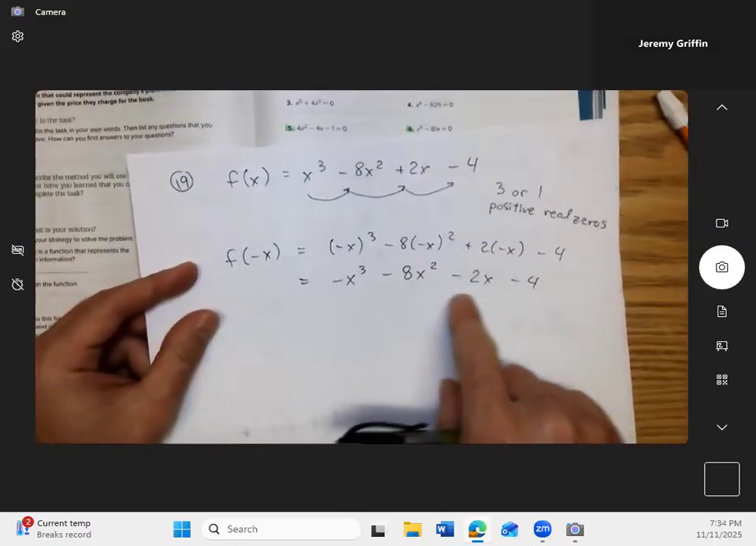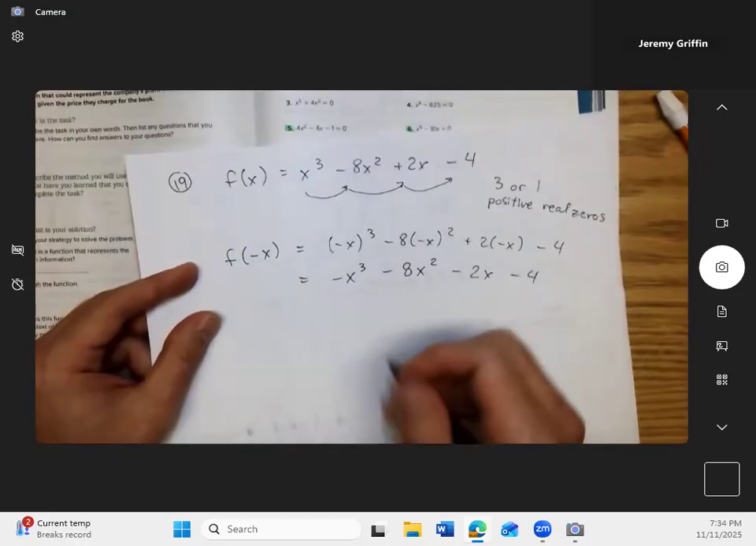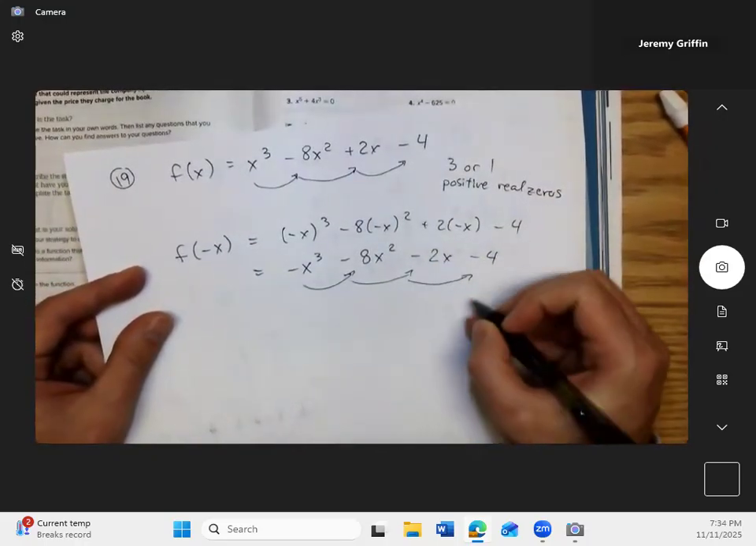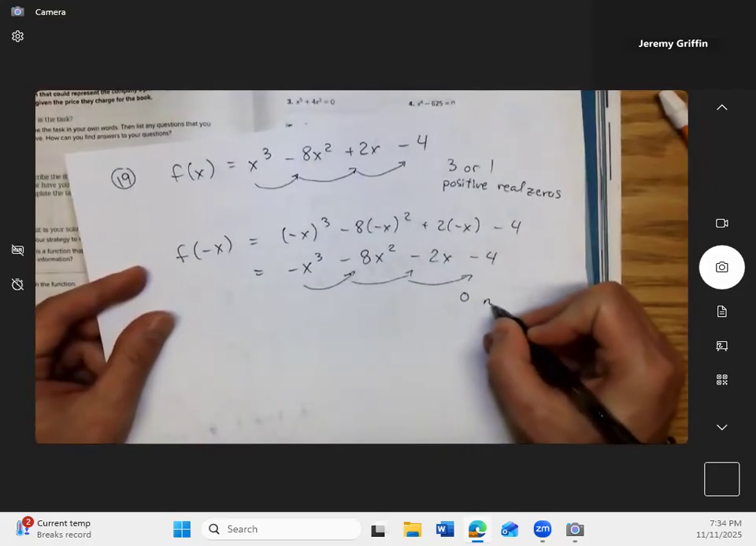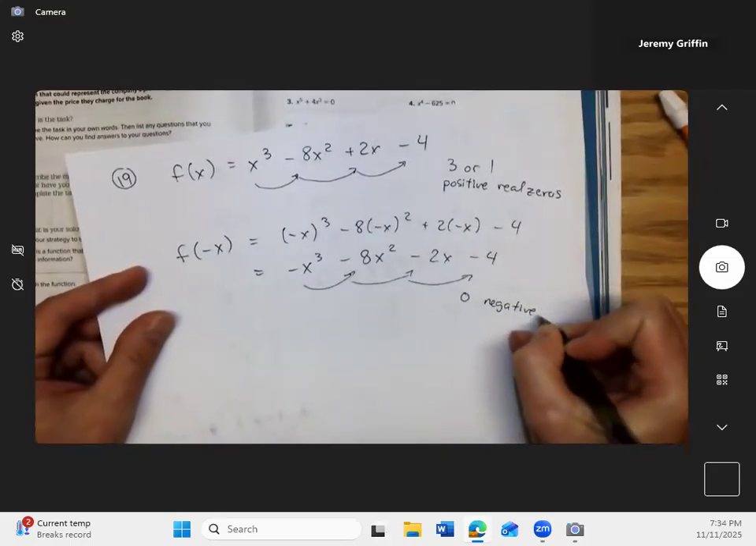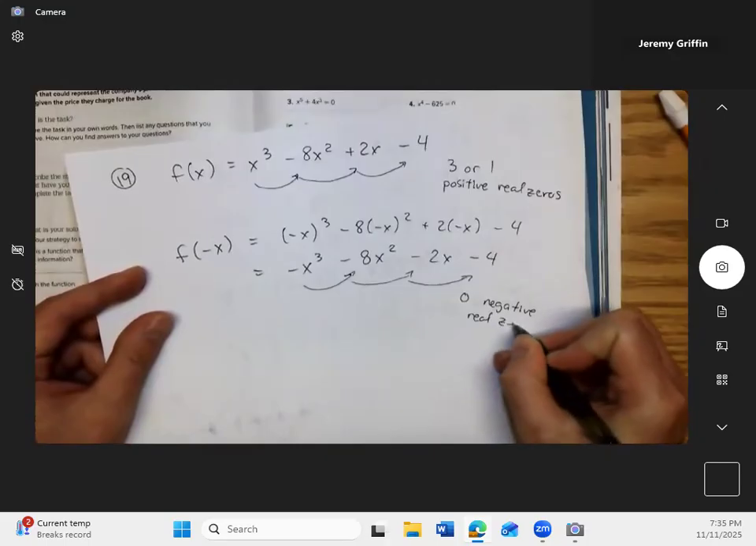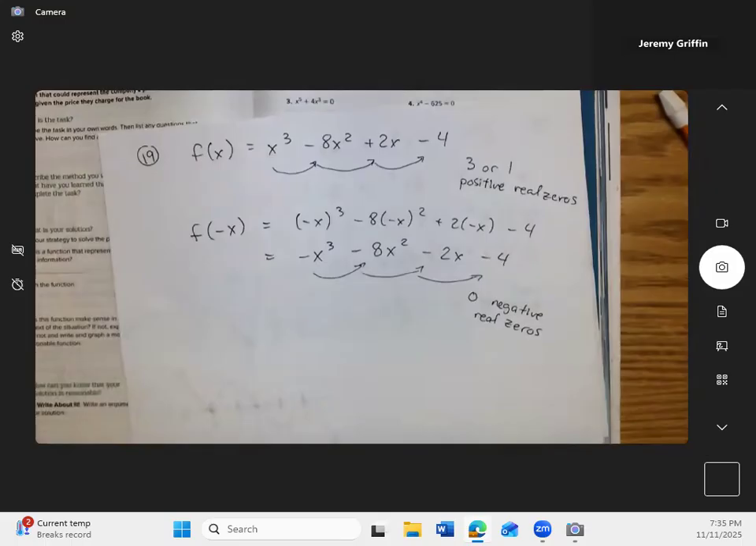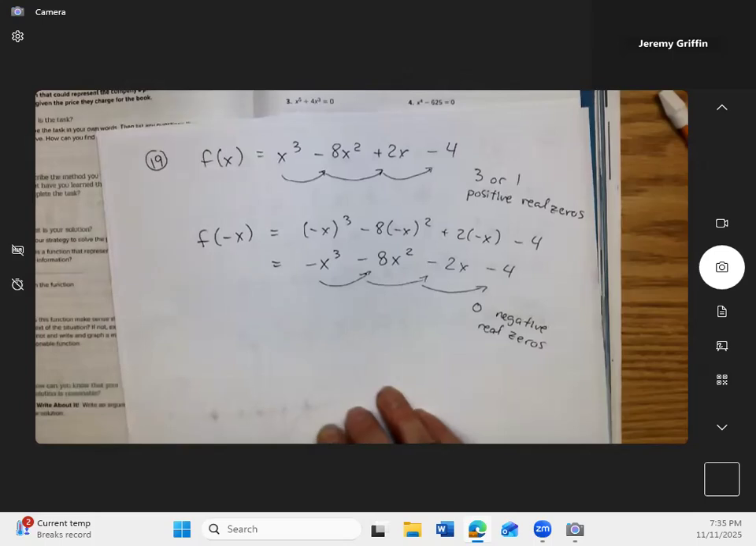You can see how all the terms are negative, negative, negative, negative. That means there's zero sign changes. Zero sign changes, which means zero negative real zeros. So it should be like that. One more detail.